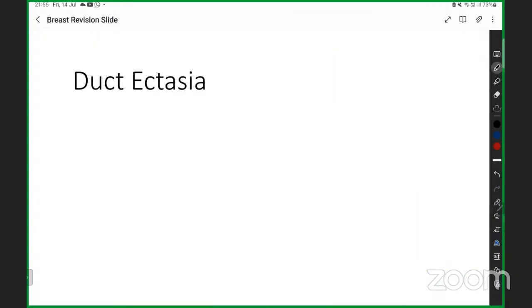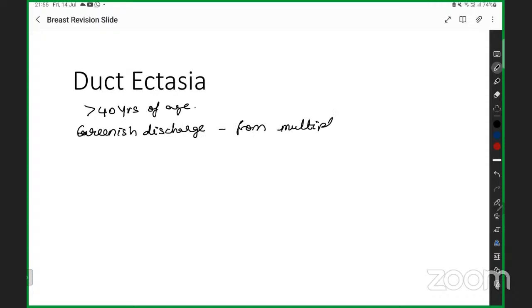That is going to be your duct. We are going to call it ductectasia. This is going to be occurring in more than 40 years of age. Okay, so what you are going to have there? I told you already. You're going to have a greenish discharge from multiple ducts.